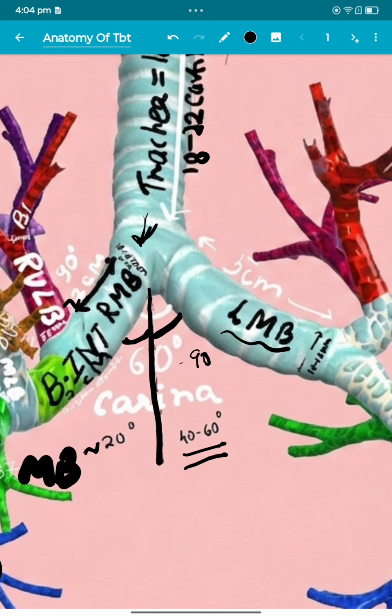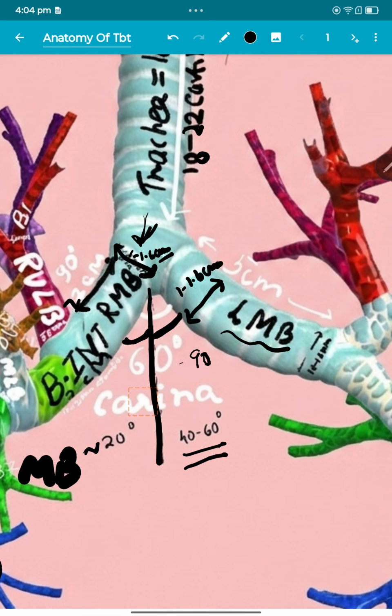The right main bronchus is approximately 2 centimeter long before the division of the right upper lobe bronchus, and the left main stem bronchus is approximately 5 centimeter long. Now, what is the diameter of the main bronchus? It is approximately 10 to 16 mm, that is 1 to 1.6 centimeters, on both sides.